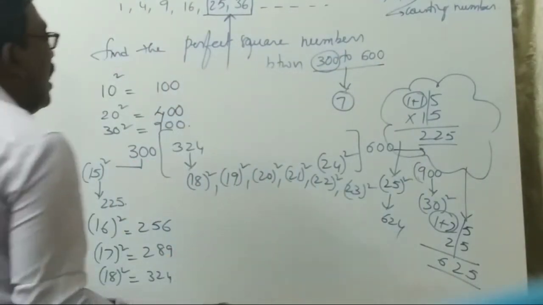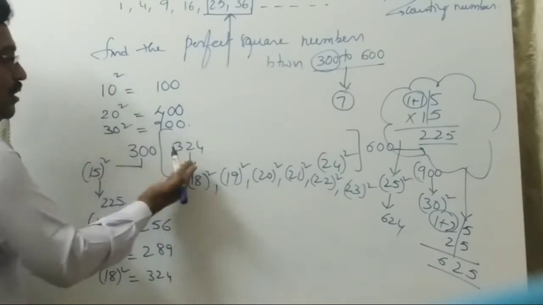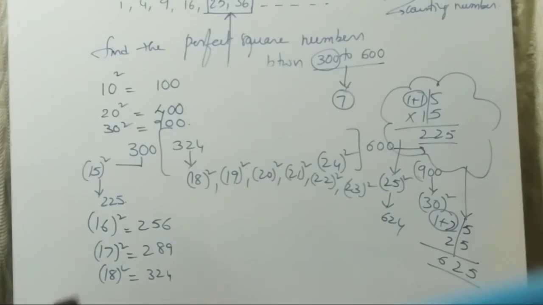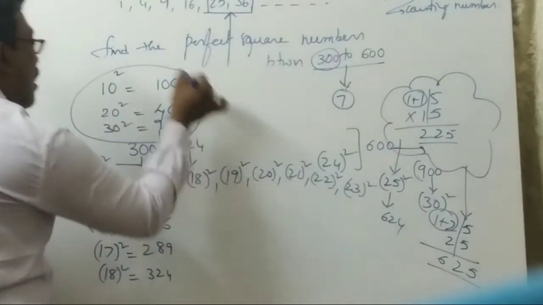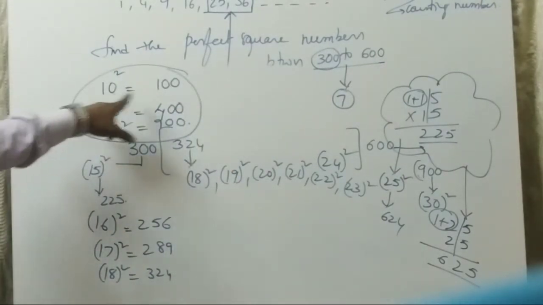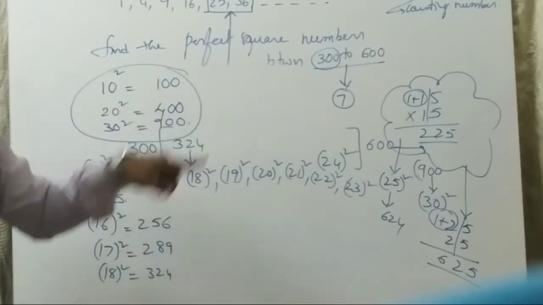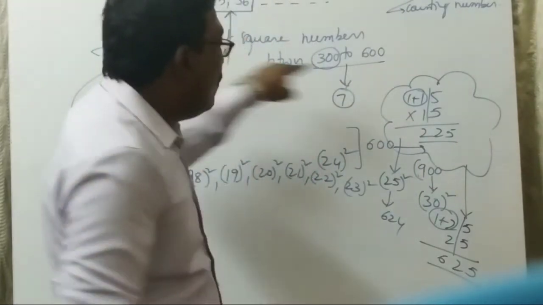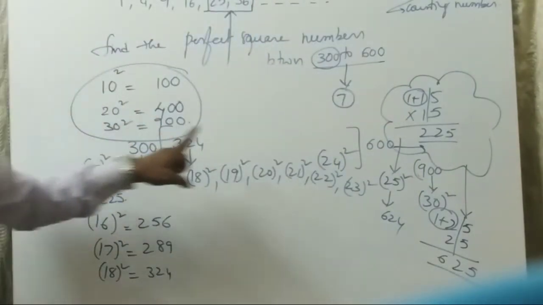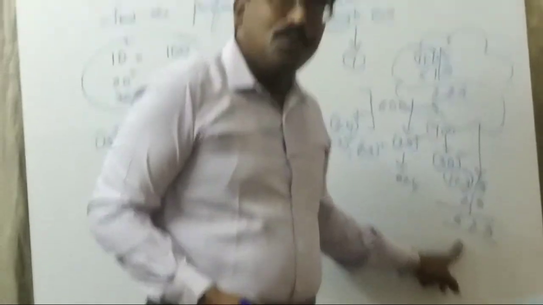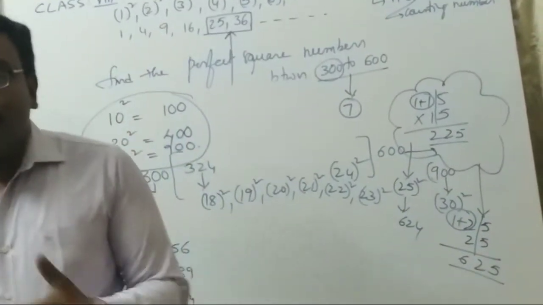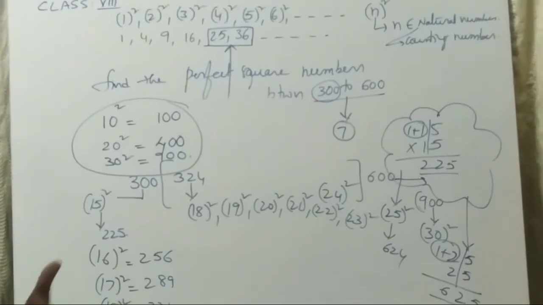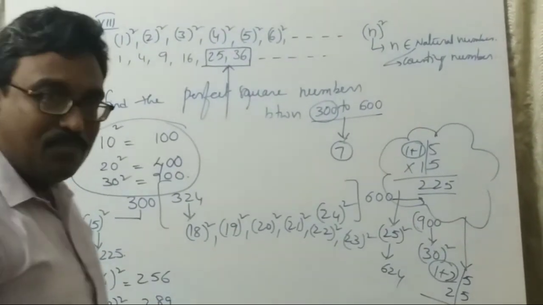So what you should do? Find the nearest perfect square number to this and the nearest perfect square number to that. This is the basic principle: with zeros, 10 square is 100, 20 square is 400, 30 square is 900. If it is close, then between 10 and 20, 15 will come. Between 20 and 30, 25 will come. With the 5, you know how to do the multiplication now. By using this process, you can find out any number of perfect squares lying between any two numbers. Okay?